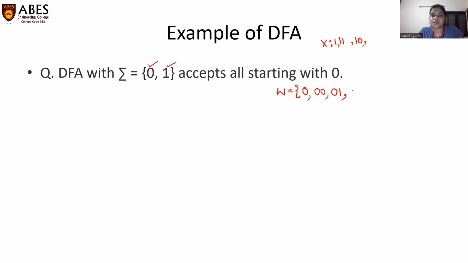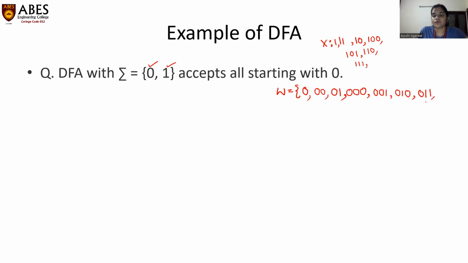Moving to the 3-bit strings. For 3-bit strings, we can accept 000. We can accept 001. We can accept 010. We can accept 011. We cannot accept 100. Again, further also, we cannot accept 101. We cannot accept 110. We cannot accept 111.